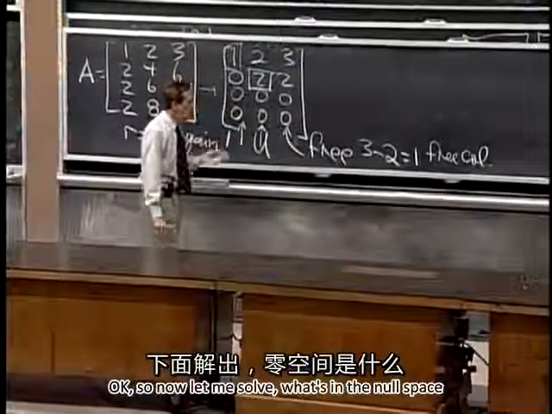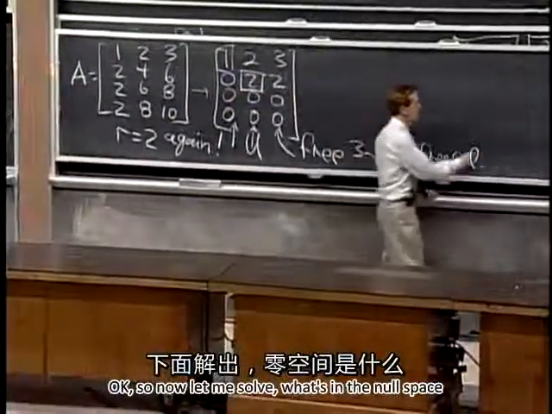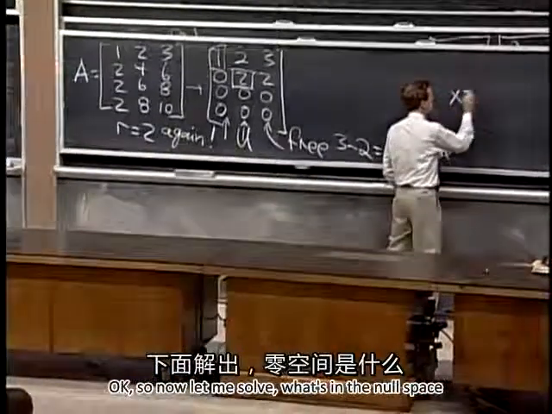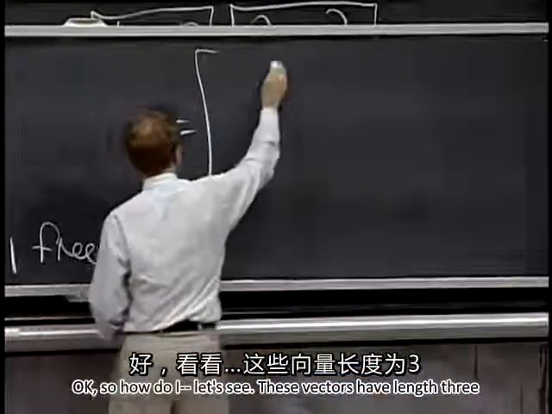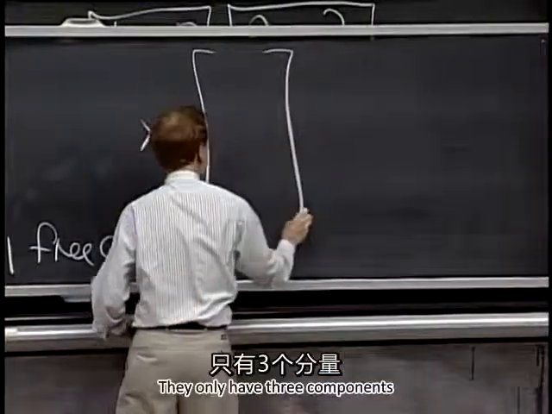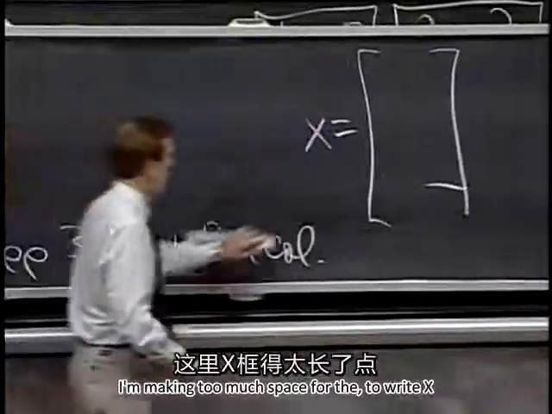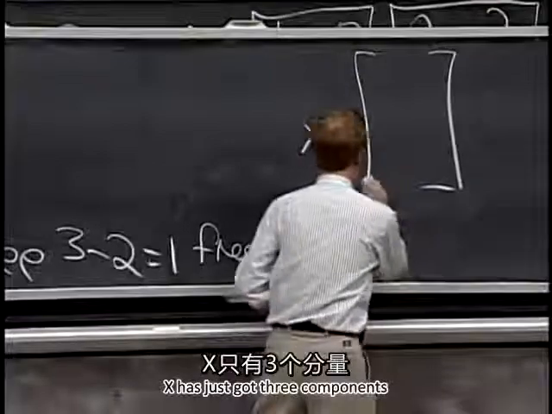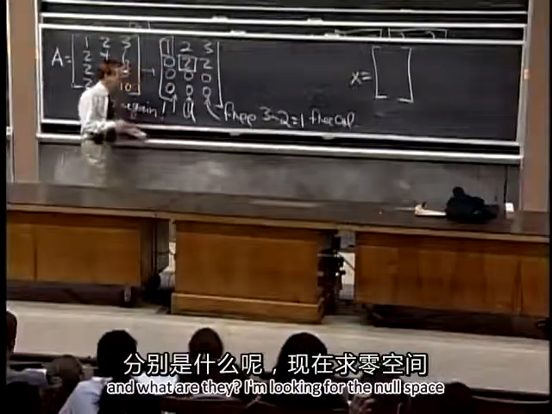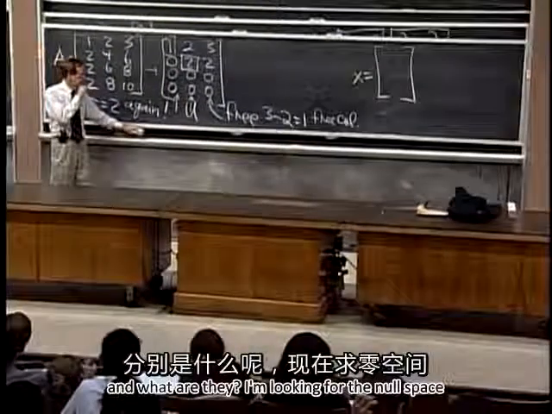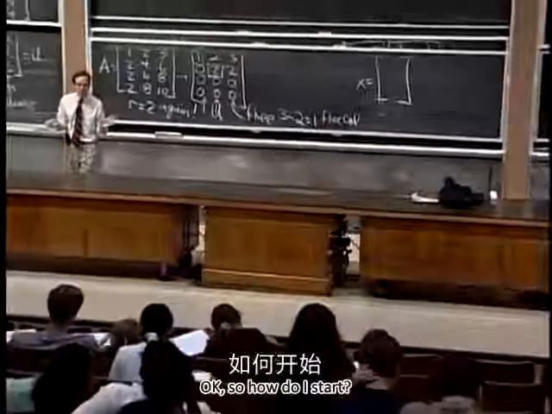Okay, so now let me solve what's in the null space. These vectors have length 3. They only have 3 components. I'm making too much space to write x. X has just got 3 components. And what are they? I'm looking for the null space. Okay, so how do I start?